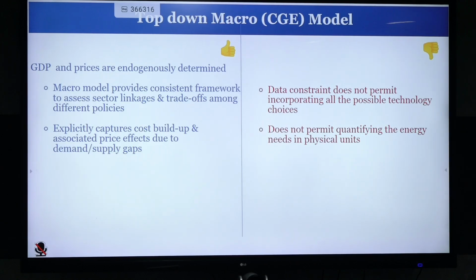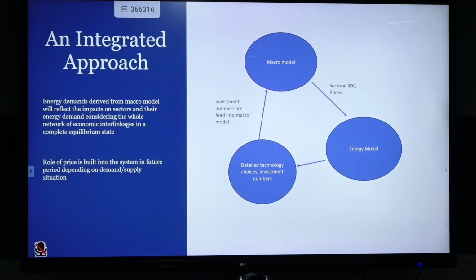Our problem with this kind of model is that data constraints in any country don't permit all possible technology choices. It also does not permit quantifiable energy needs in physical units, which are also needed at some point. So these kinds of things call for an integrated modeling approach.